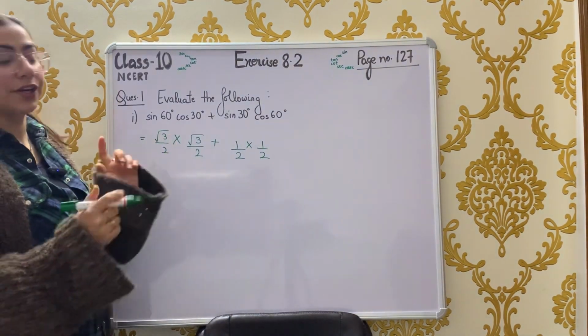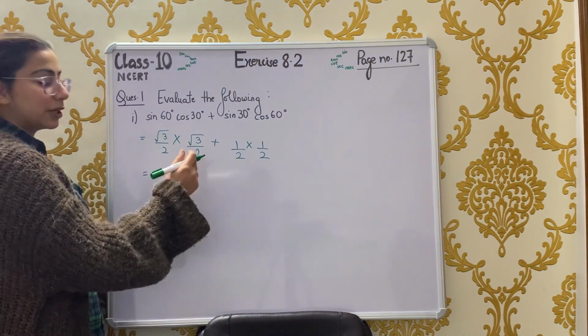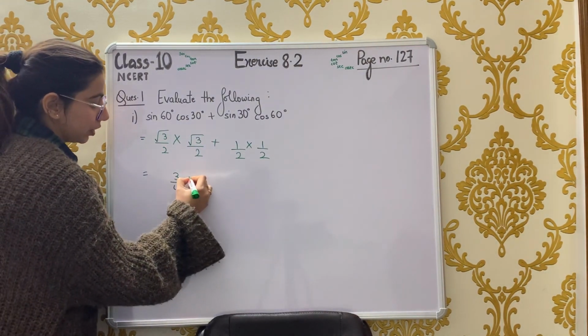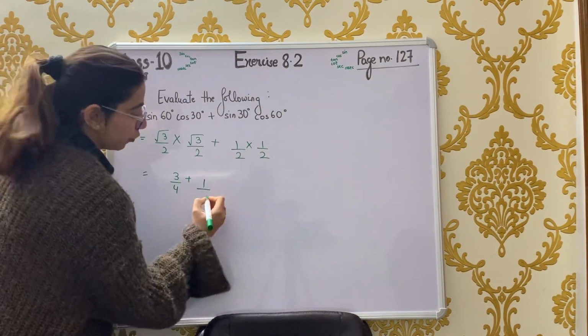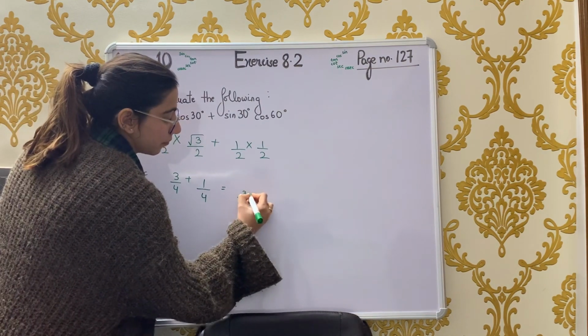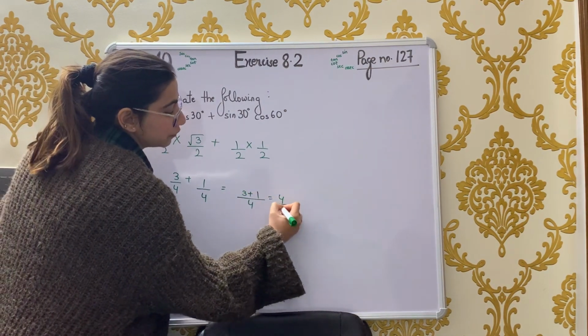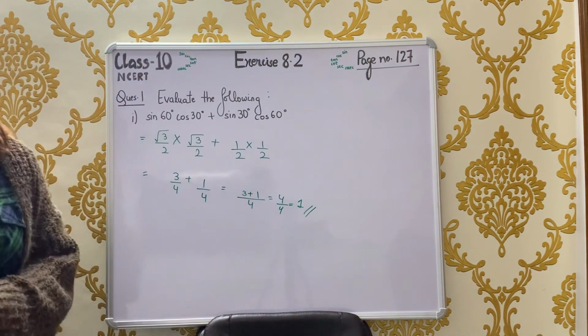So this root 3 into root 3 becomes 3. Similarly, the denominator also gets multiplied. So they become 4. And 1 into 1 becomes 1 and 2 into 2 is 4. Taking the LCM, we get 4 by 4, which gives us 1 as our answer.